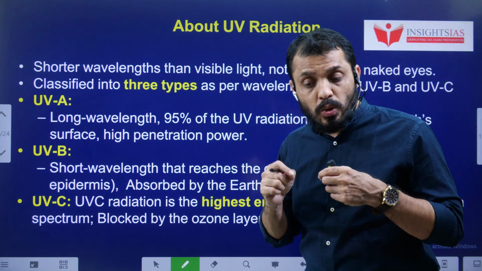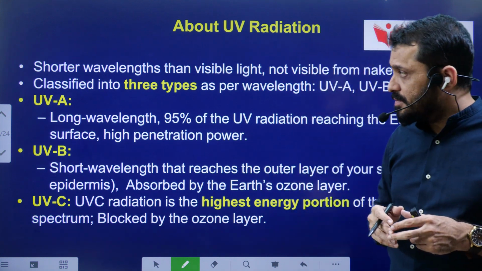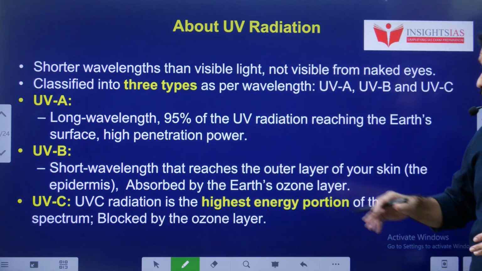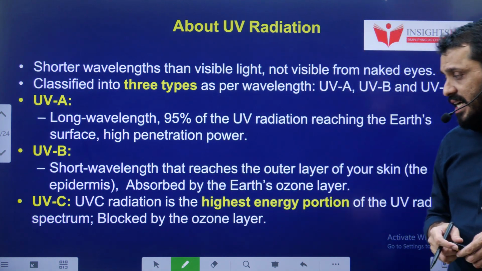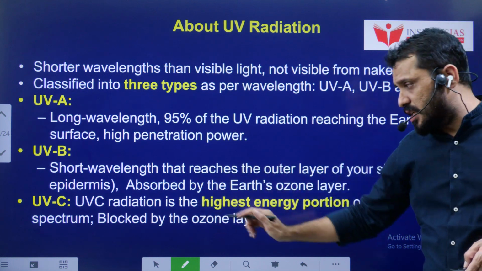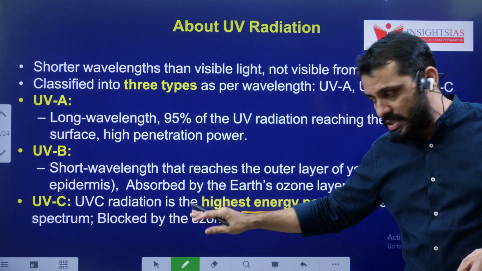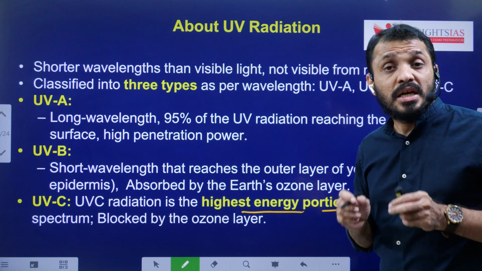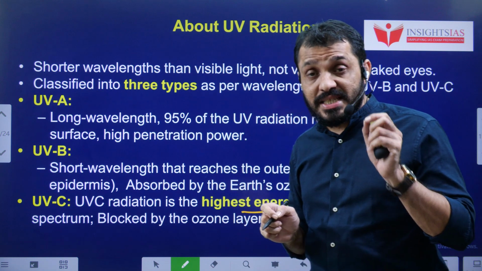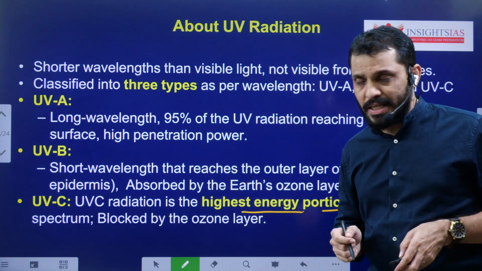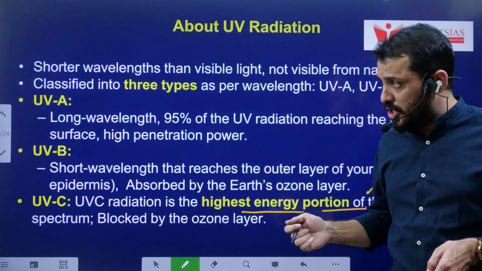And as we discussed, this ozone layer is stopping the UV radiation. You have to know the different types of UV rays. Based on their wavelengths, we can identify UV rays in three categories: UVA, B, and C. The C category is the most dangerous one, the highest energy portion of the UV radiation, and it is blocked by the ozone layer. If the ozone layer gets depleted, we are going to be seriously affected by UVC rays, whereas UVA and UVB compared to UVC are mild in nature.